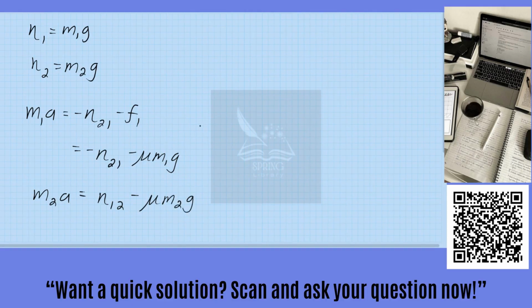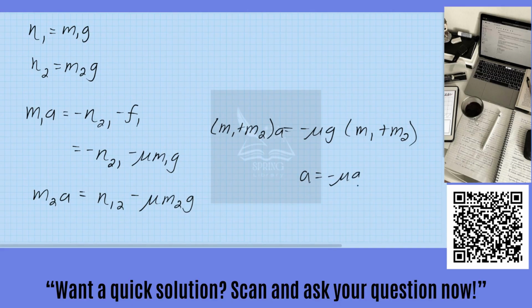So we're going to add these two equations together. We get m1 plus m2 times a is equal to negative mu g times m1 plus m2. The normal forces will cancel. So a is equal to negative mu g, which we said mu was 0.6. So we get an acceleration of 5.88 meters per second squared.